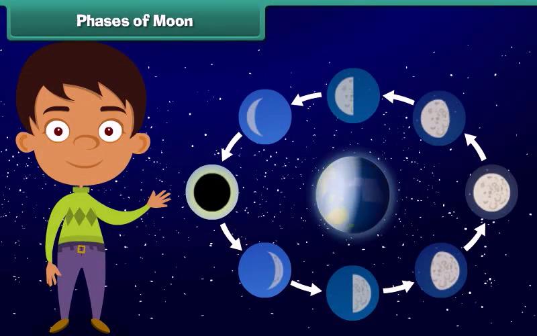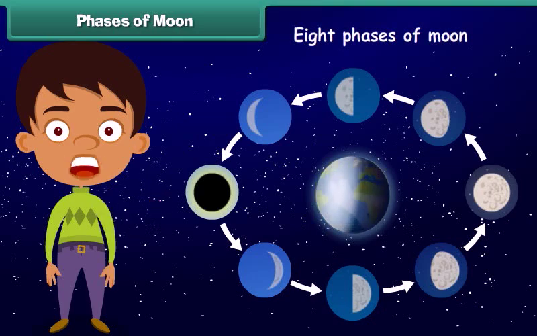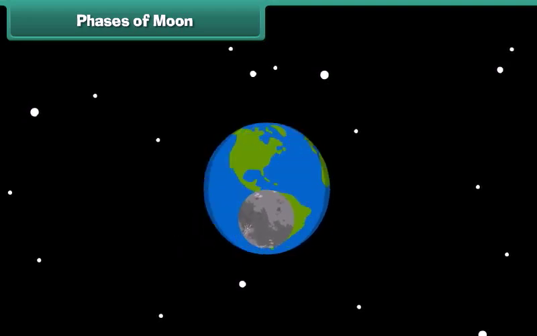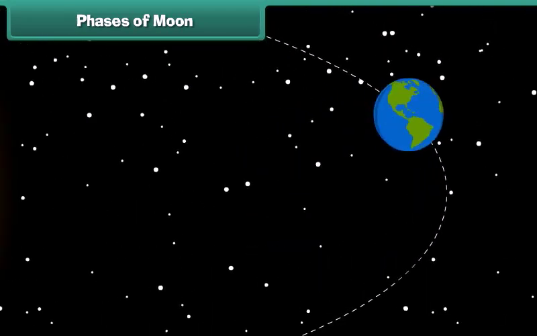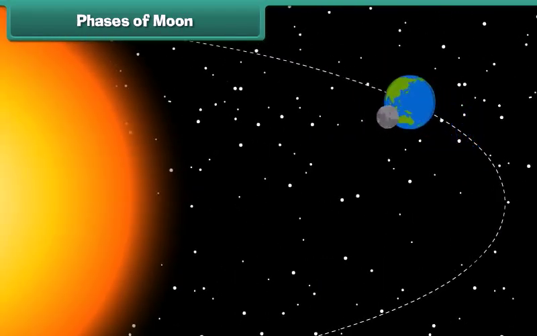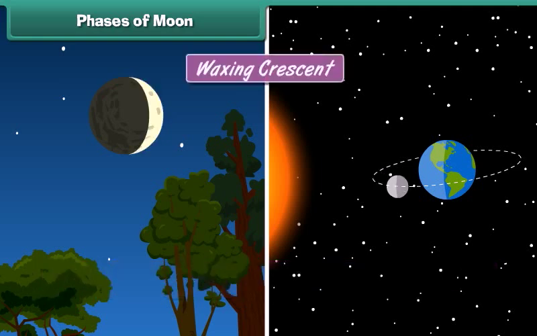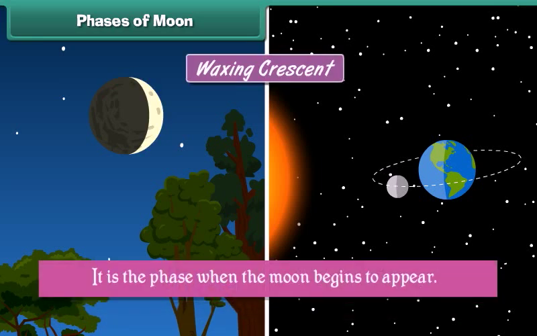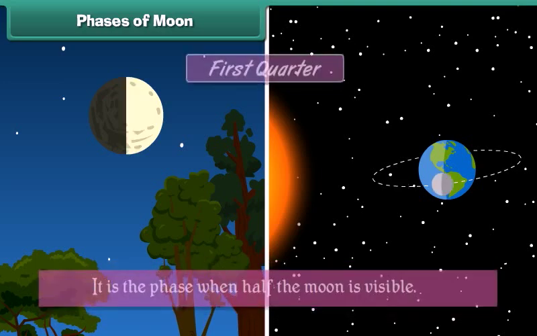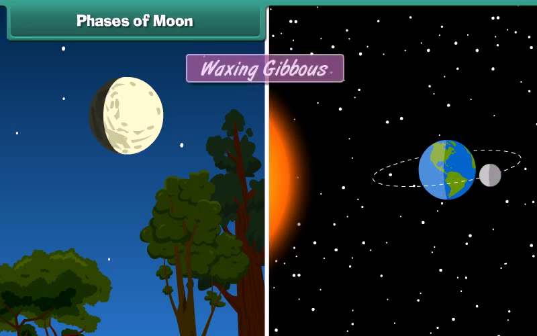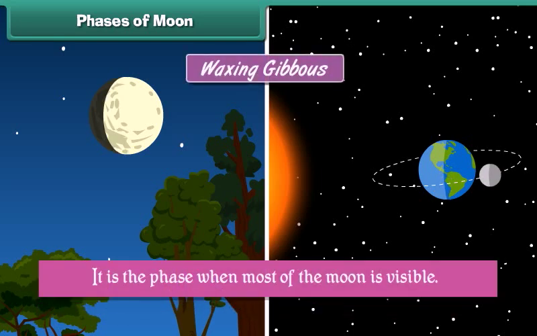Phases of Moon. Moon passes through 8 phases in a month. Moon's revolution around the Earth and Earth's revolution around the Sun cause the following phases of Moon. New Moon. It is the phase when the Moon facing the Earth is not visible. Waxing crescent. It is the phase when the Moon begins to appear. First quarter. It is the phase when half the Moon is visible. Waxing gibbous. It is the phase when most of the Moon is visible.